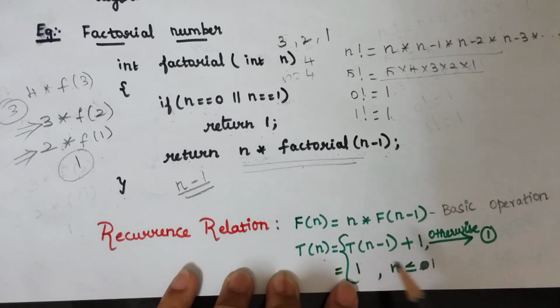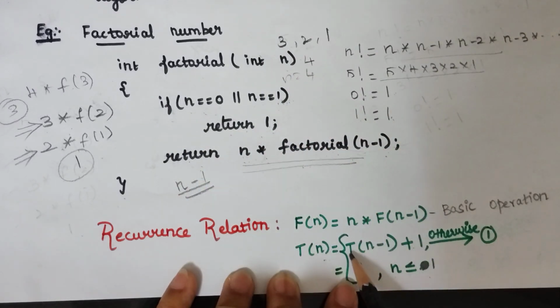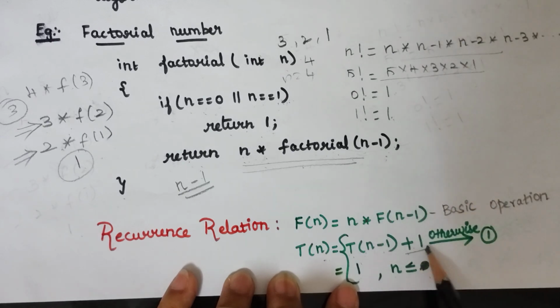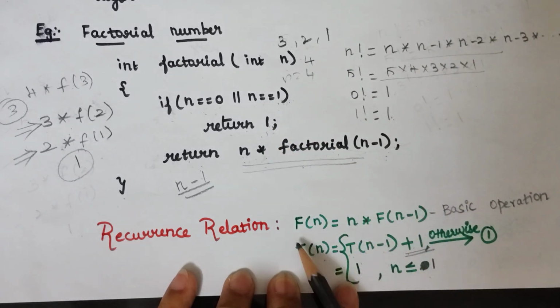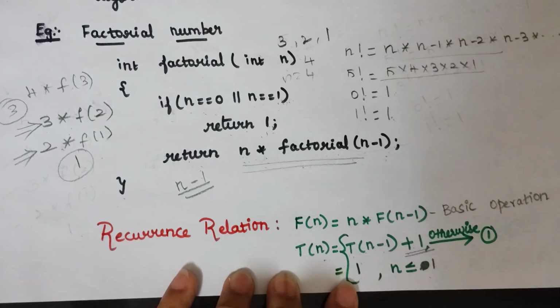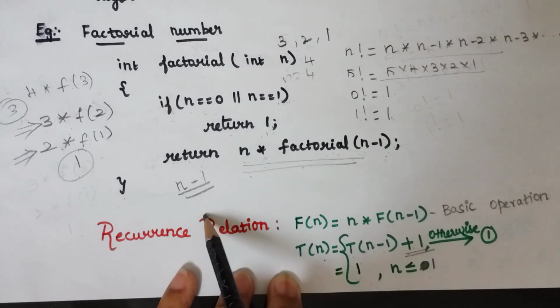Otherwise, what will happen? How many times will this method execute? This method will execute for T of n minus 1 time, which is the time taken for this recursive call, plus 1, and this plus 1 is for returning this result. This is how I have written the recurrence relation for the factorial method. Now, by keeping this recurrence relation, we need to find the time complexity of this algorithm, that is, for this factorial program.